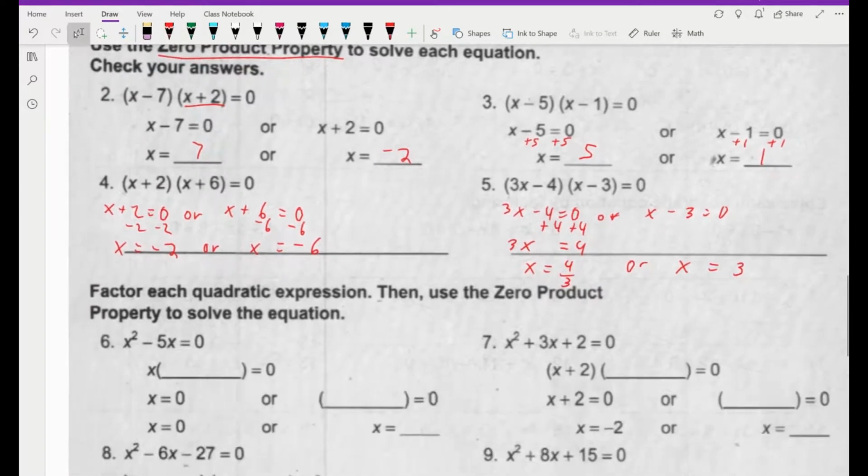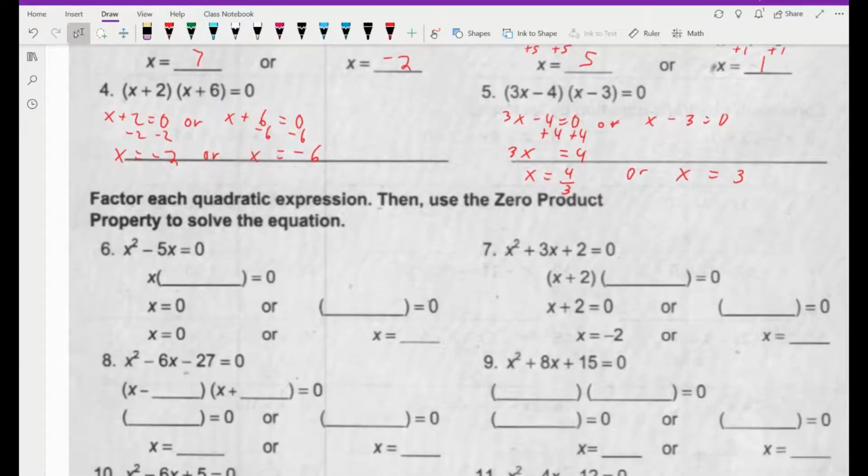Number 6, this is factor each quadratic expression, then use the zero product property to solve the equation. We have two terms here, x squared minus 5x equal to 0, and they gave us a hint. They factored out the x. X times what would give us the original x squared minus 5x? Well, if we factor an x out, there has to be an x here, because x times x would give us x squared. And then x times what would give us the minus 5x, and that would be minus 5.